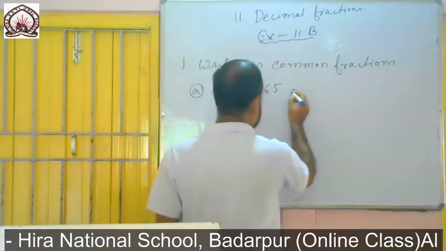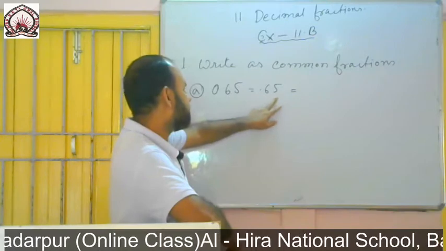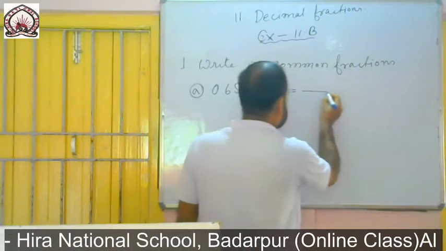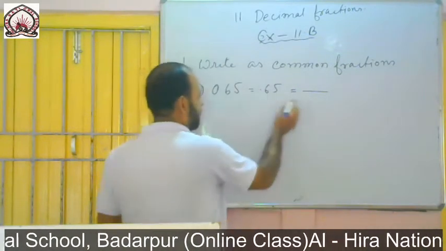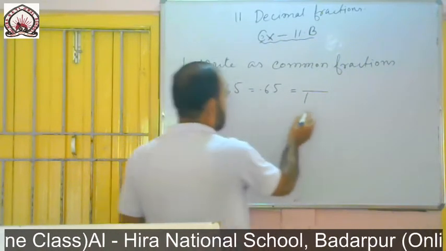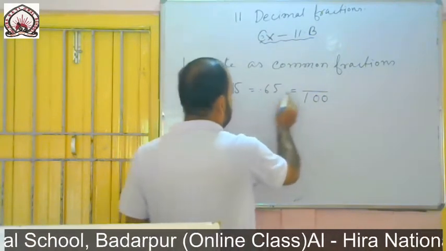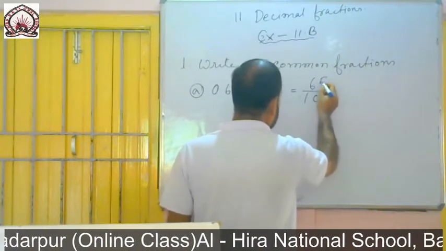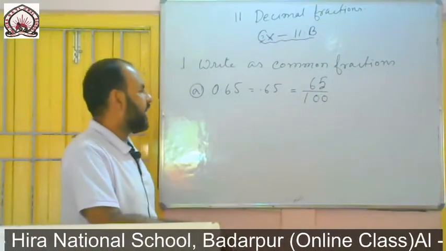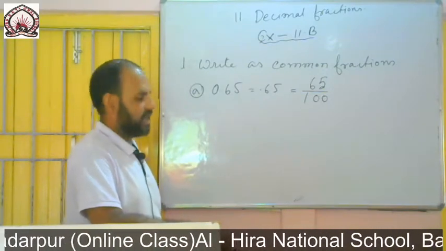Next, we know after the point how many digits there are. After the point, if there are 2 digits, then in place of the denominator, first we write 1, and then we give 2 zeros, and without the point we write the number in the numerator place. So the common fraction is 65 by 100.